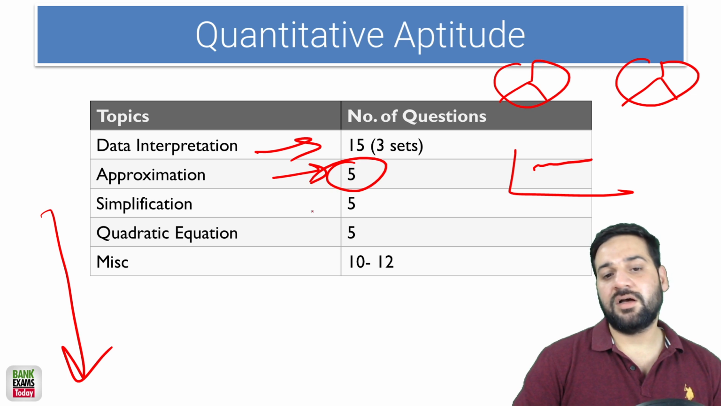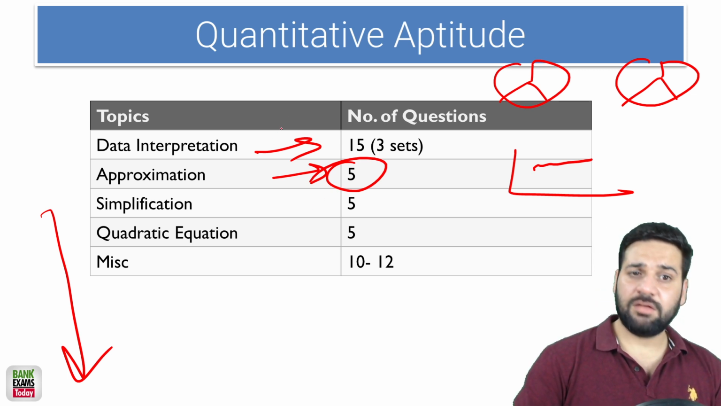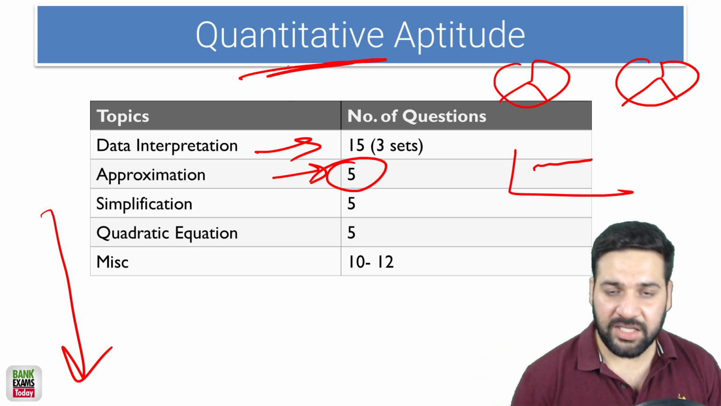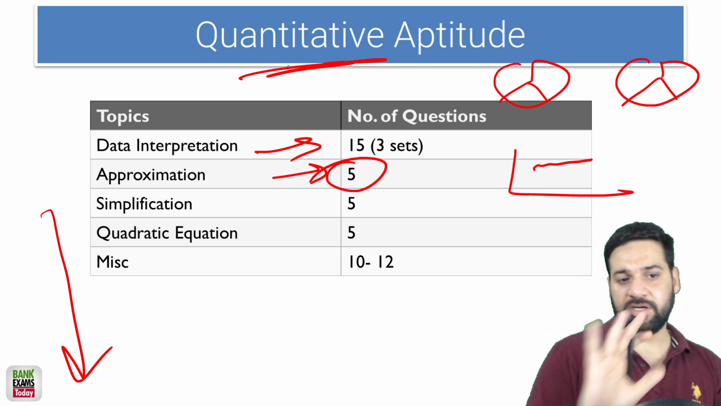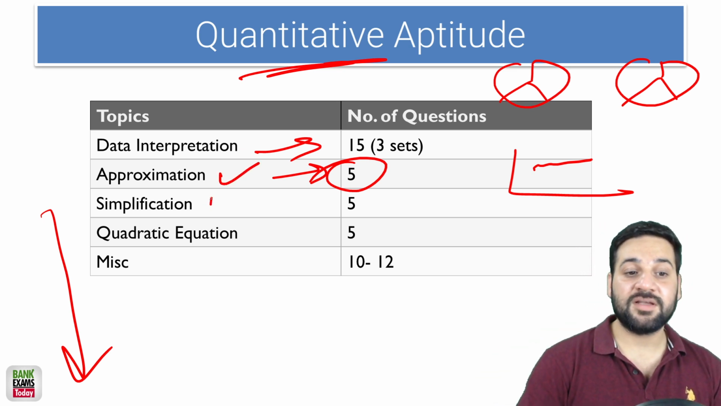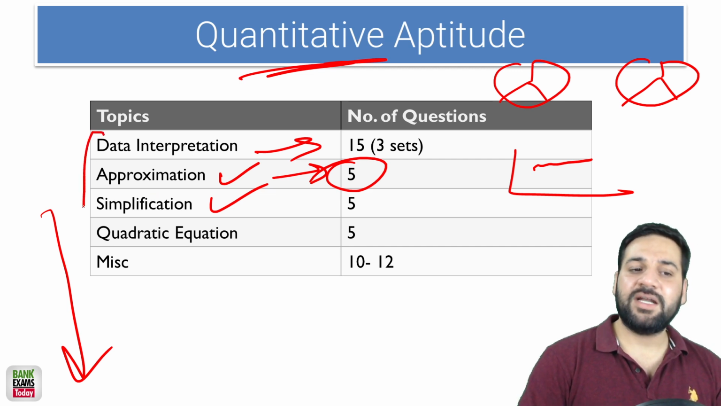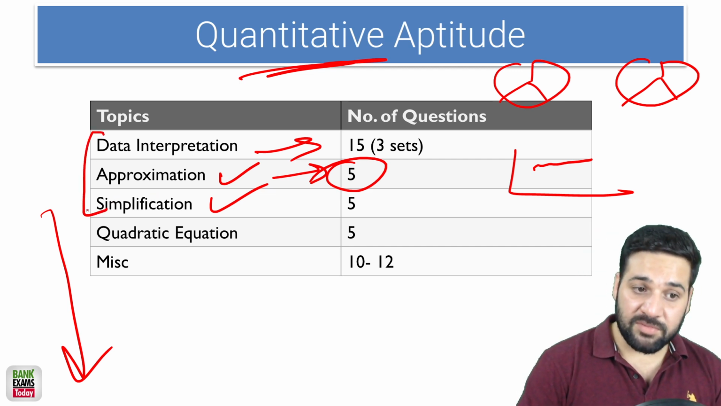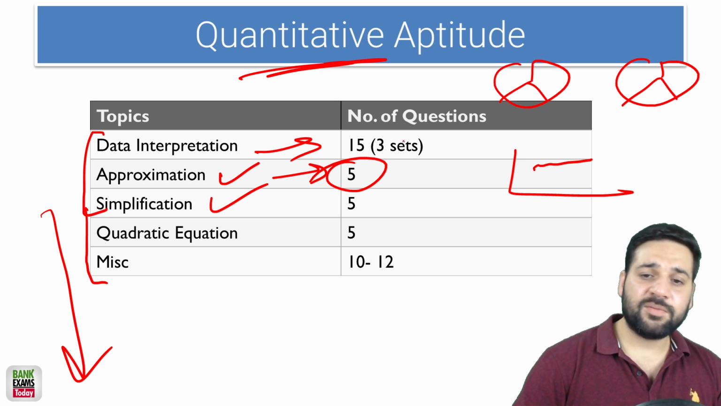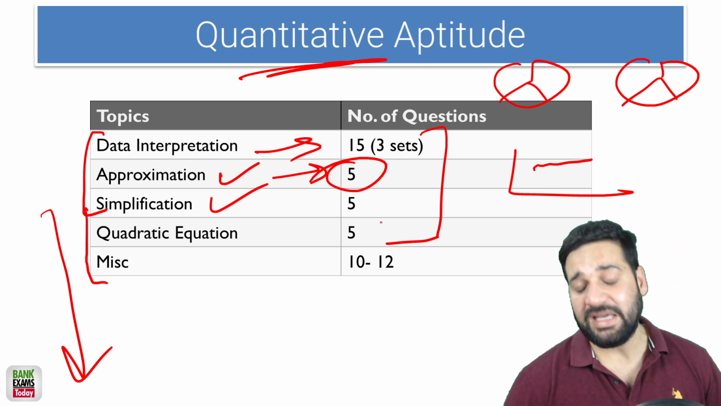Approximation was there. Very easy. Quantitative aptitude section was very easy as compared to reasoning. See, approximation, simplification, easy. Even data interpretation was very easy. Quadratic equation was also very easy. All these questions, I would say these 4 were the very easiest part.